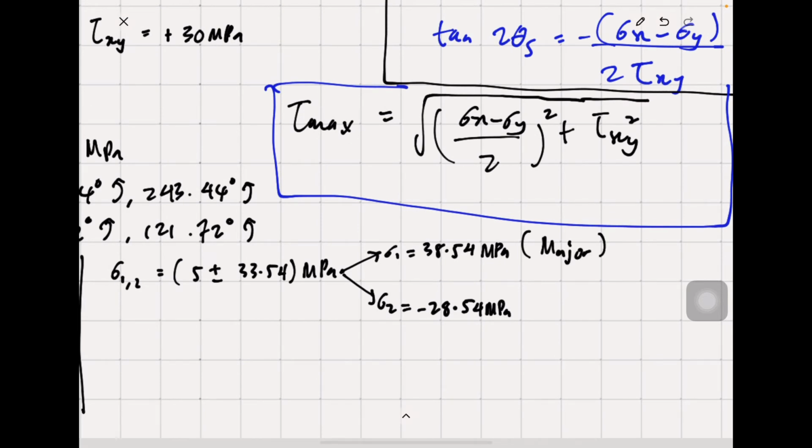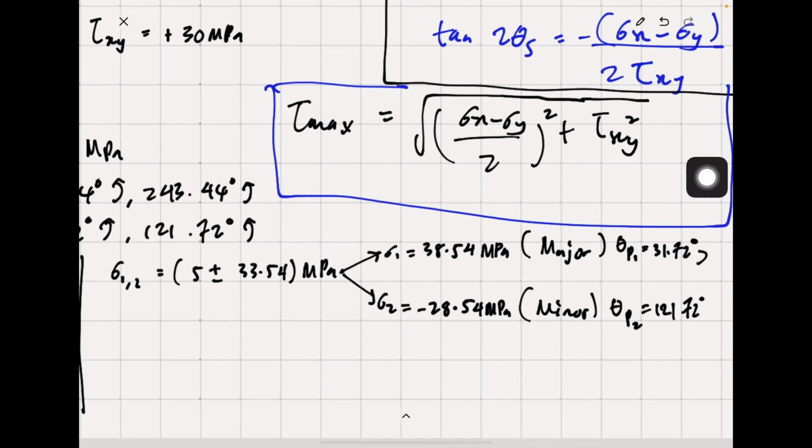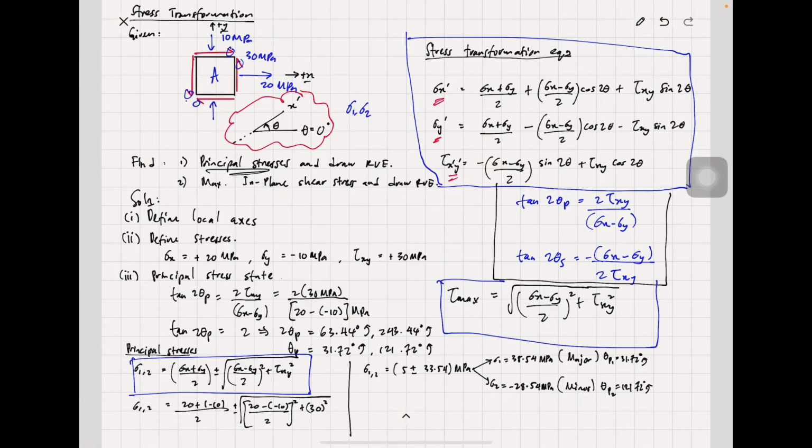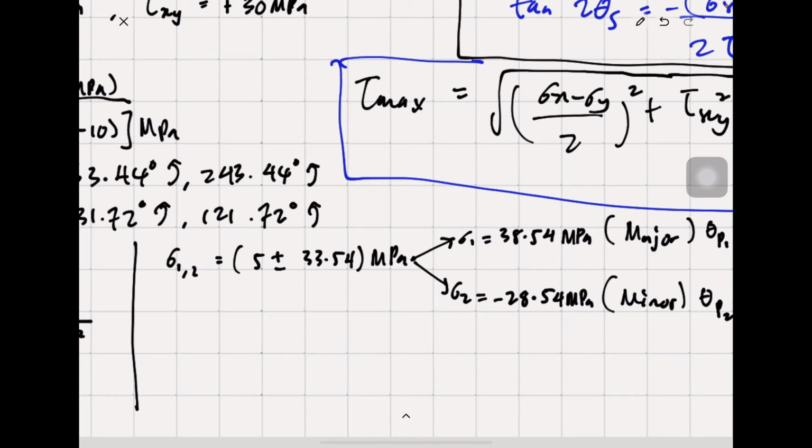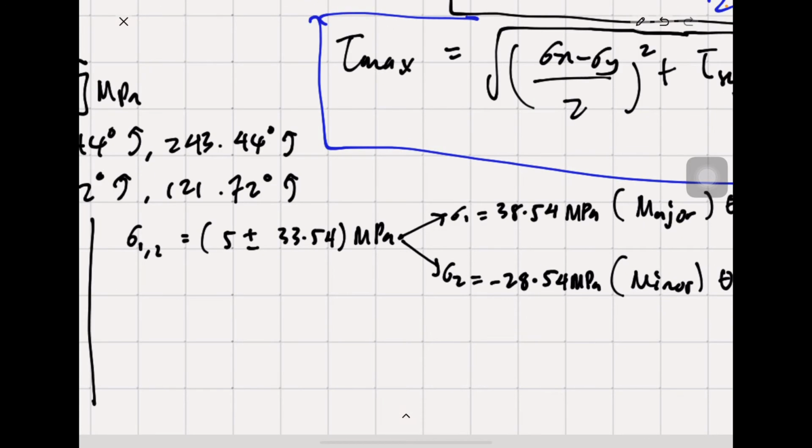Together with that, we're going to have our major theta for this 31.72 degree. This we're going to call minor stress. So this is our theta P2 is equal to 121.72 degree. And the direction for these are both counterclockwise. So by having that, we already calculate the principal stresses, sigma 1 and sigma 2, major and minor stresses, and we can calculate the RVE.